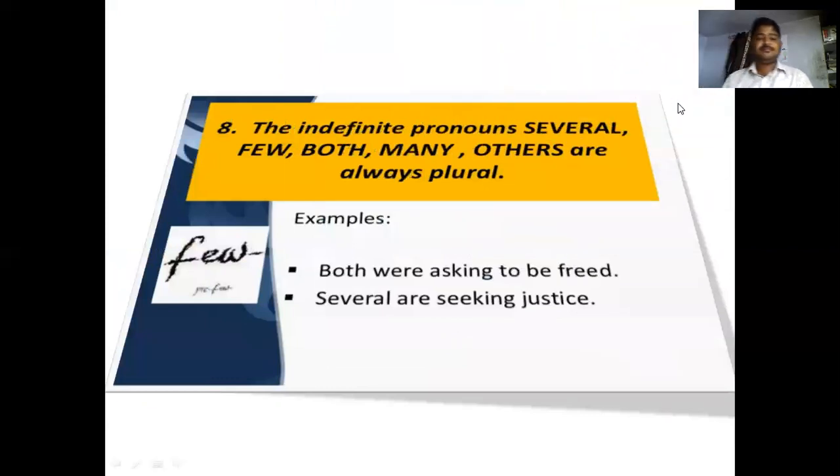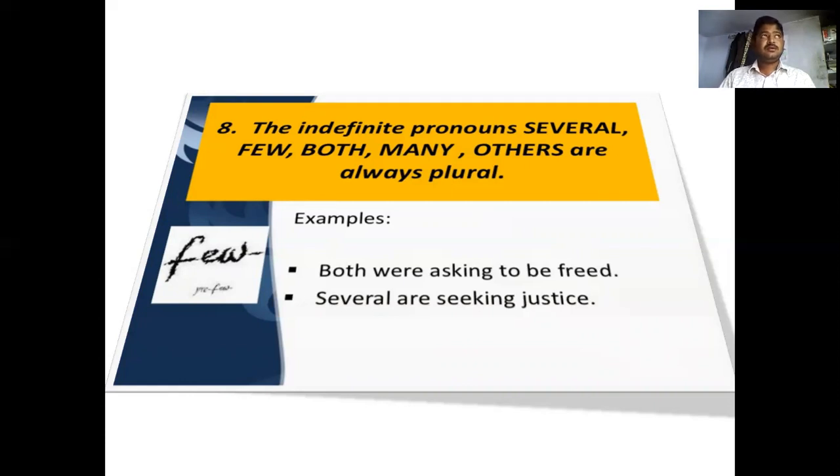Look at the other one. The indefinite pronouns several, few, both, many, others are always plural. That means they take the plural verb form as well as concord. Both are asking to be freed. Both were asking to be freed.